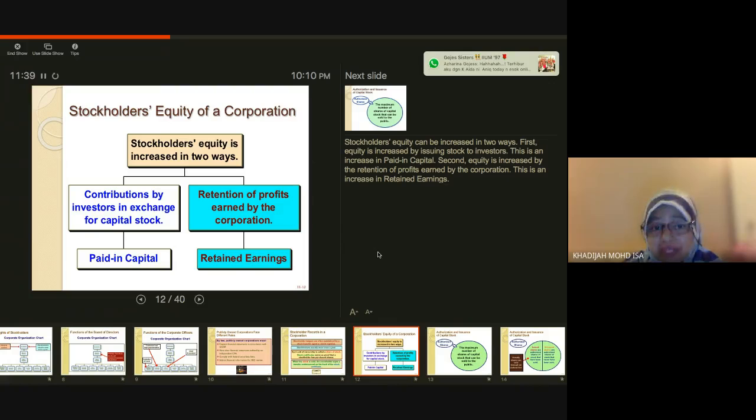Kita panggil apa? Stock capital. Stock capital. And share capital. Share capital, stock capital, yes. Another way, remember, owner's equity will also increase by the profit, right?